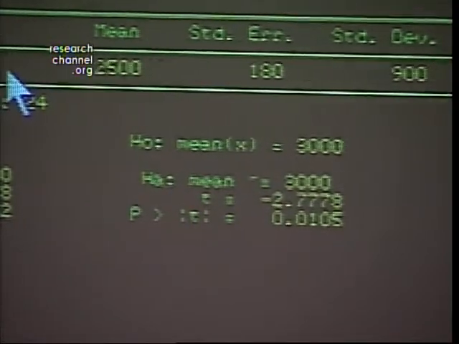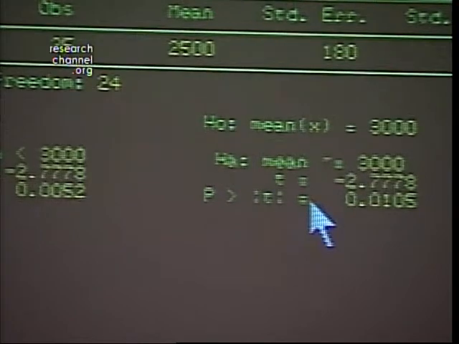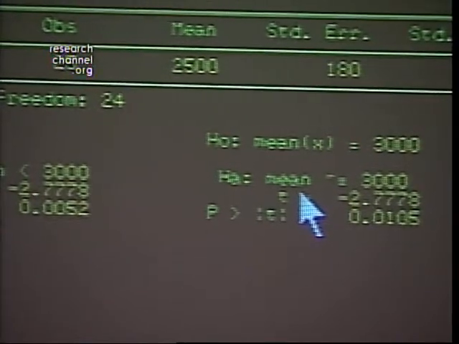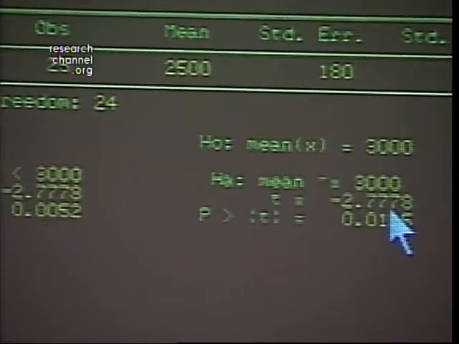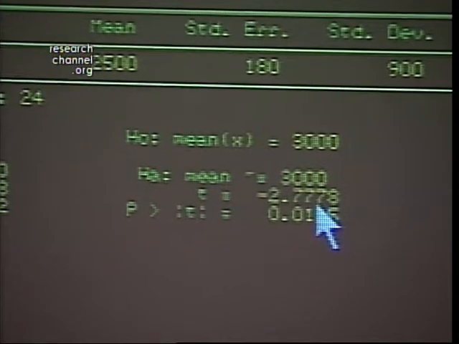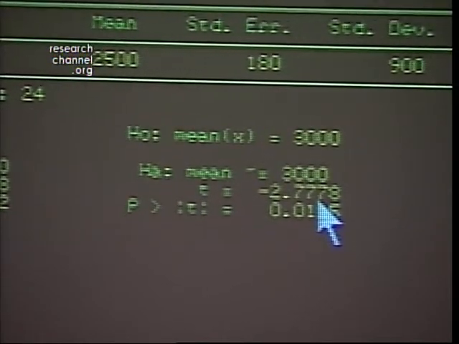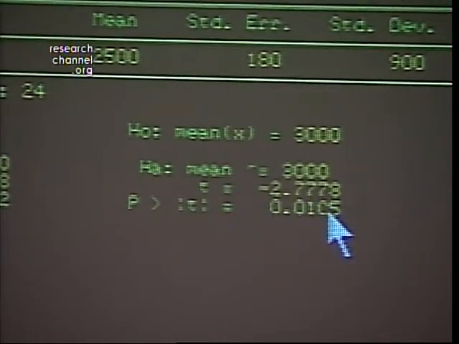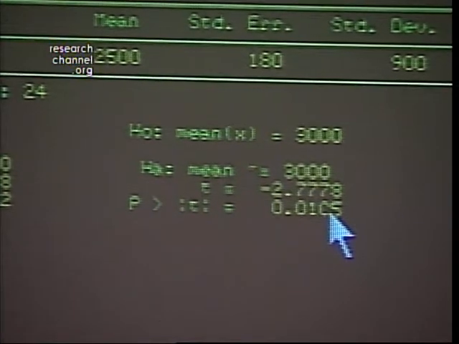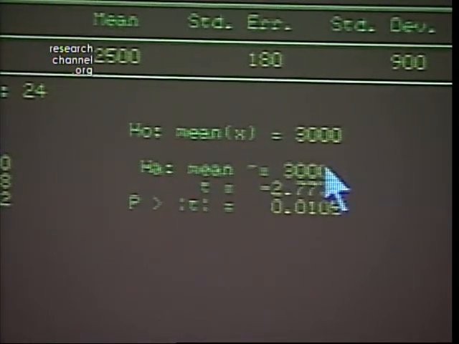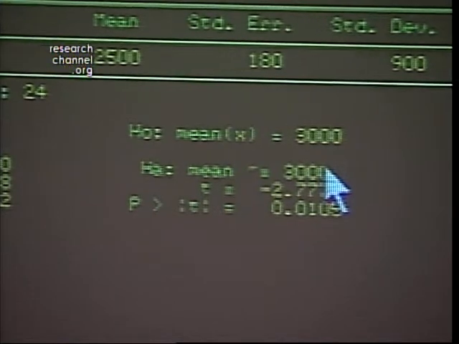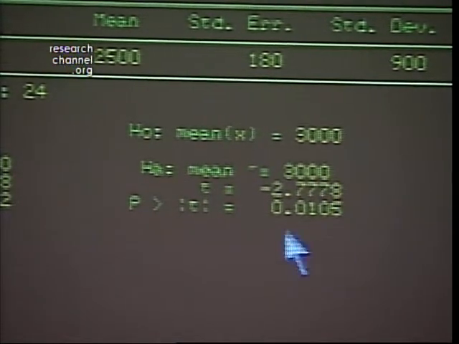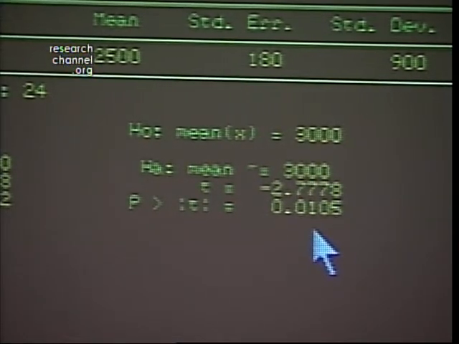So in fact, what this is telling us is that if we had set up a rejection region, remember that this is a fairly large sample size, so even without a t-table, the rejection region would have been t-statistics that were either greater than 1.96 or less than negative 1.96. This value is negative 2.78, which falls in the rejection region, so that would be one form of evidence for rejecting the null hypothesis. The p-value is also less than 0.05.